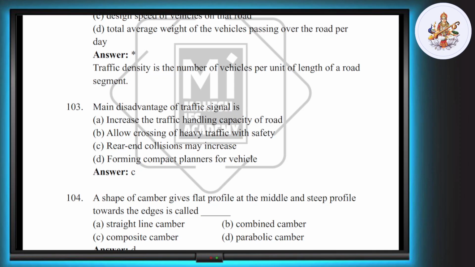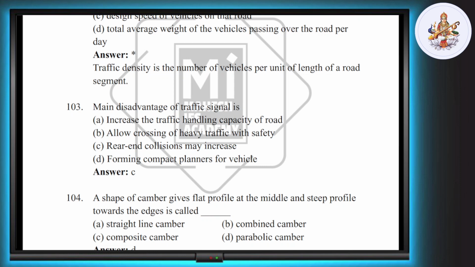Question 104. A shape of camber with flat middle and steep edges is called. Correct answer D. Parabolic camber. Explanation: it ensures smooth drainage while minimizing discomfort to vehicles, gentle center, steeper edges.